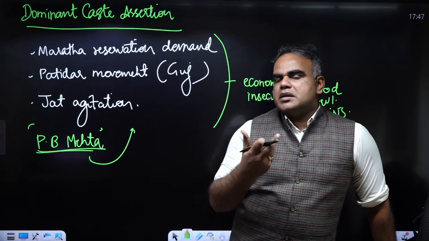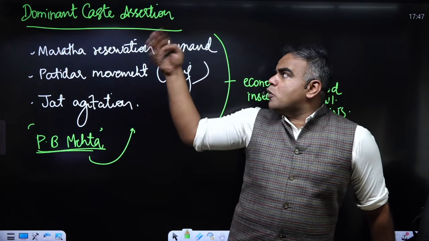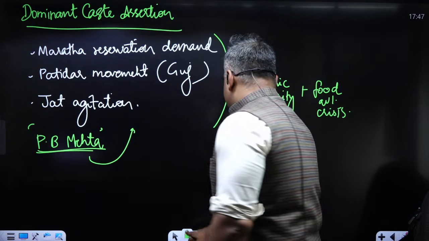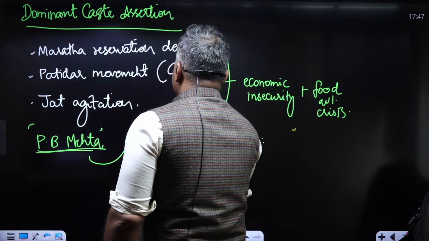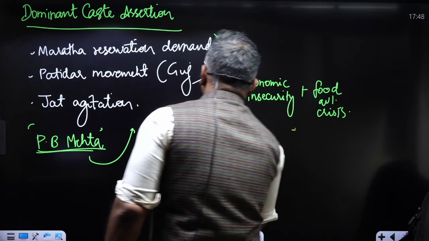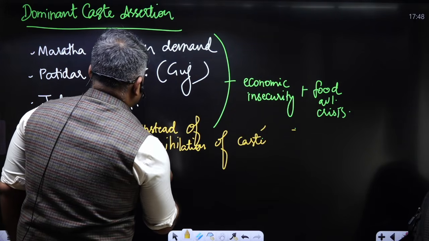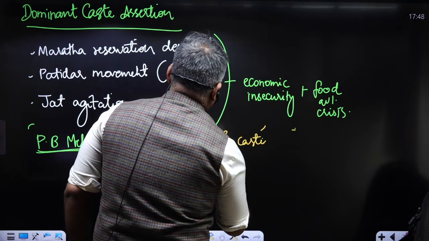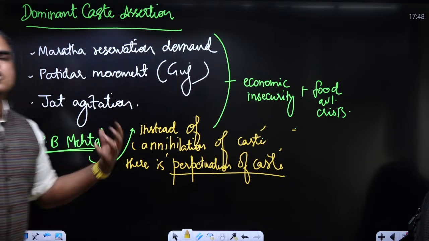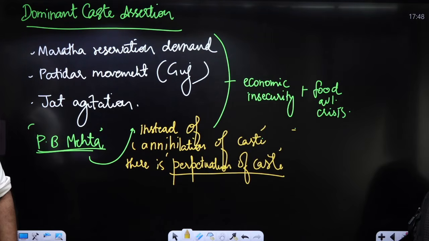And the argument that is made, in the words of Dr. B.R. Ambedkar, whose famous book is Annihilation of Caste, is that when the dominant castes are asking for reservation, there is an assertion of the dominant caste. Instead of annihilation of caste, there is perpetuation of caste. There is perpetuation, which means it is getting more and more propagated. Even this is a part that we are seeing, right?